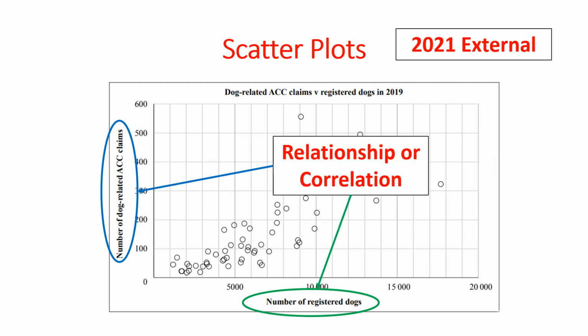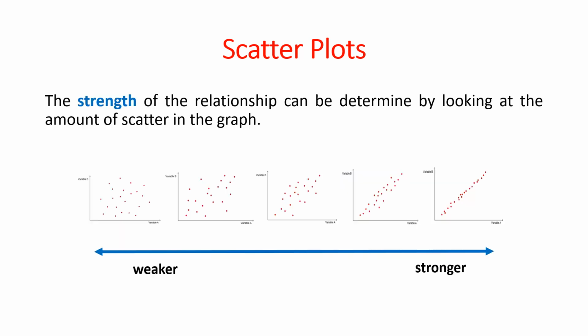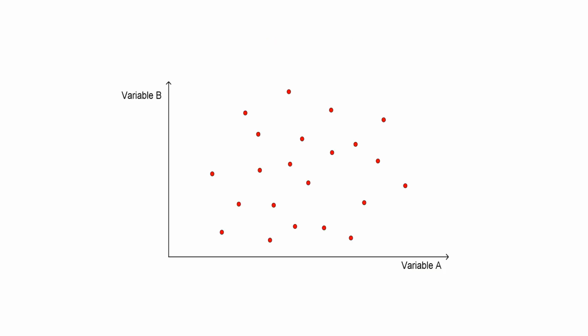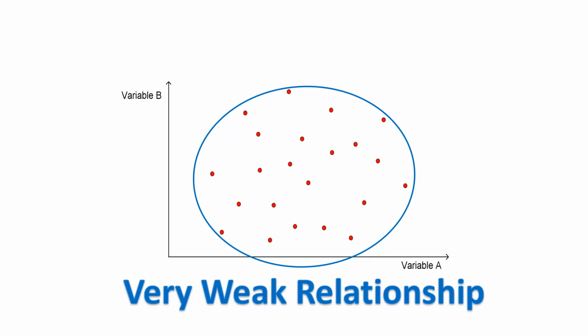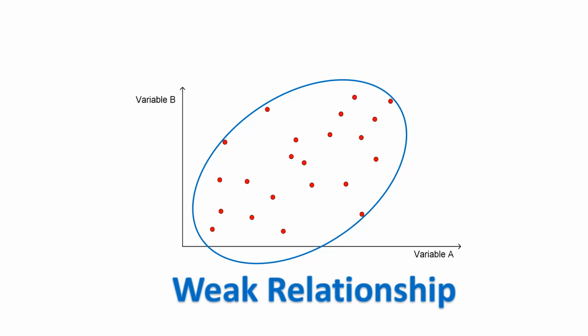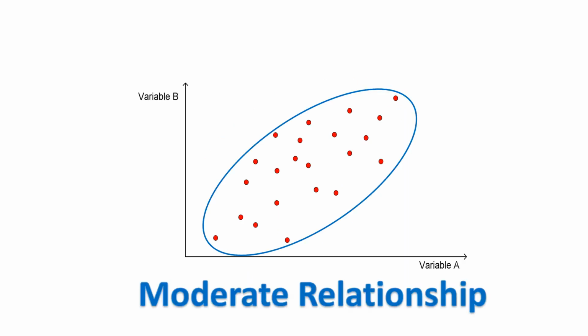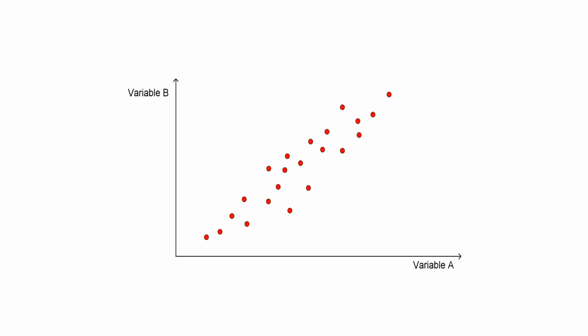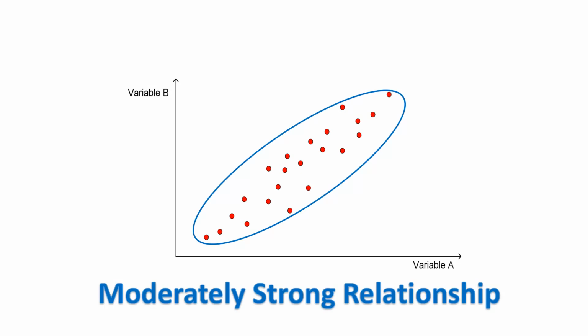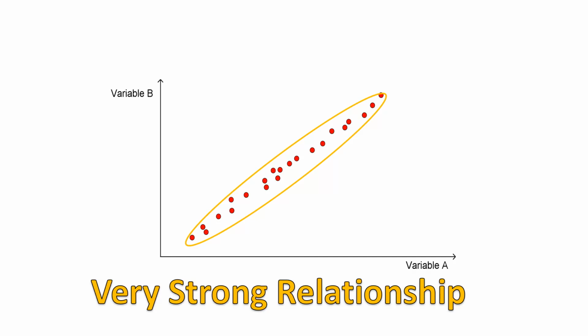So scatter plots, what do they do? Well, they're basically trying to figure out, is there a relationship or a correlation between these two variables? To do that, we need to look at the strength of the relationship. That's the first feature. And we could have a very weak relationship, data scattered everywhere. We could have a weak relationship. We could have a moderate relationship. We could have a moderately strong relationship. Or we could have a very strong relationship. What we like to do is draw an oval through the points, and then the narrower the oval is, the stronger the relationship is.